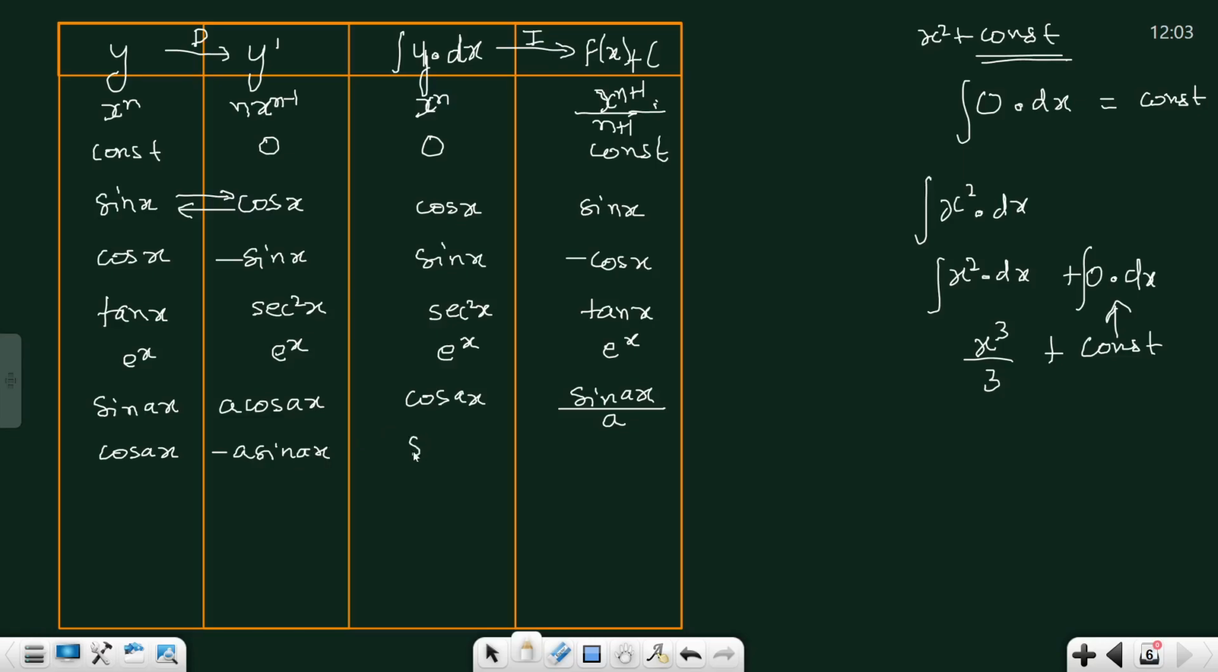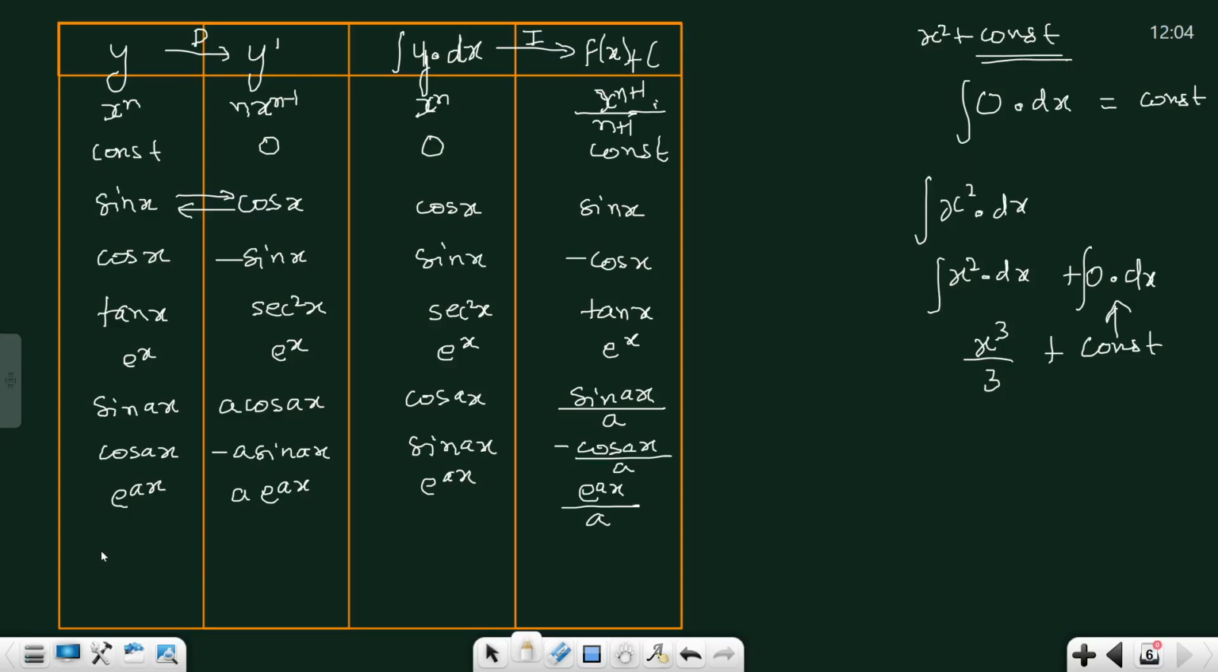So when you have to integrate sin ax, what will be the answer? Minus cos ax divided by a. Suppose if you have to differentiate e to the power ax, the differentiation will be a e to the power ax by chain rule. Now you have to integrate e to the power ax. You will get e to the power ax divided by a. Is it clear?